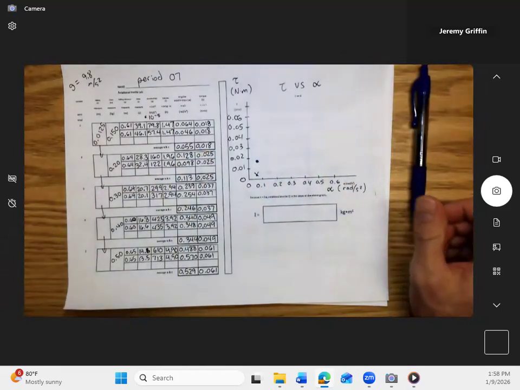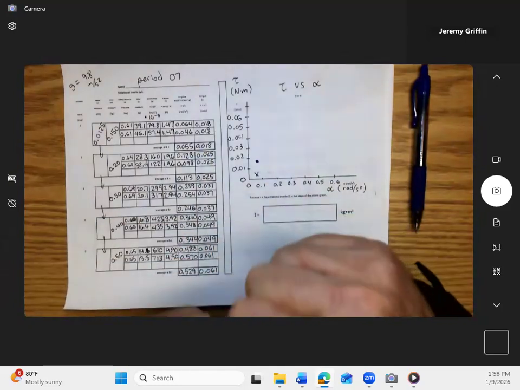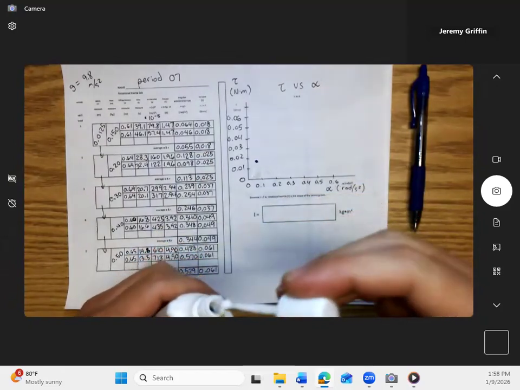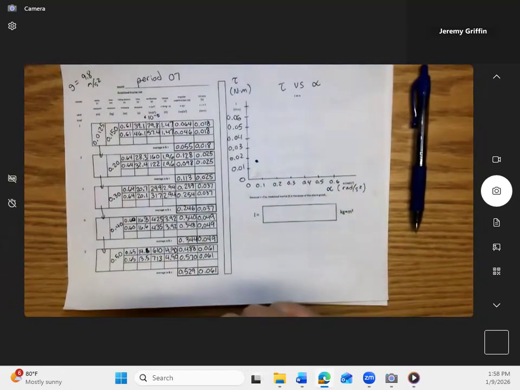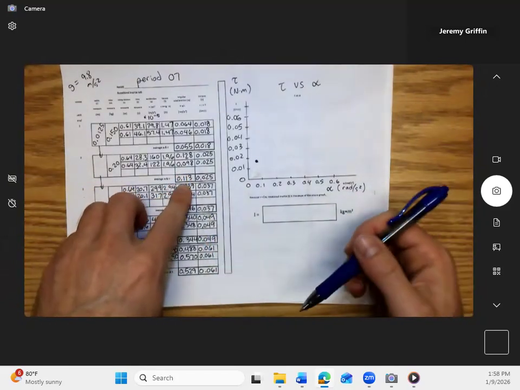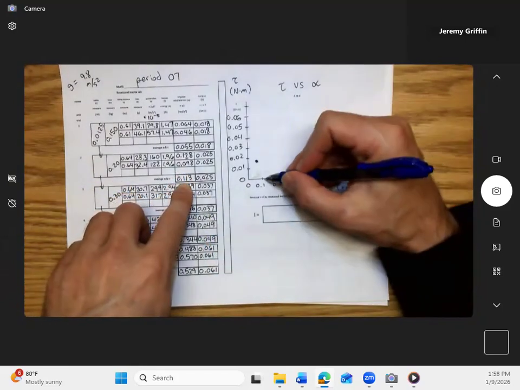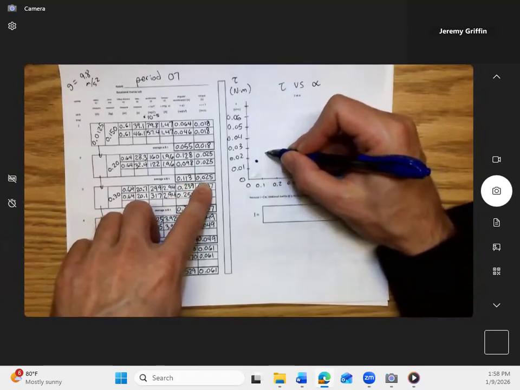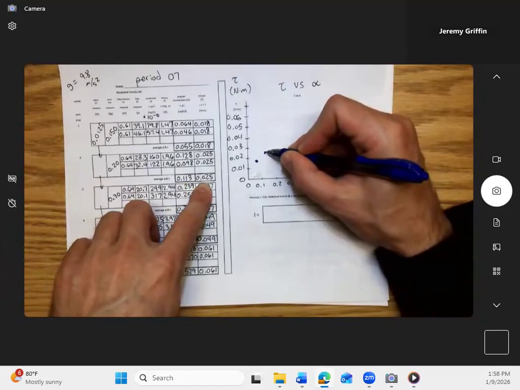Do I have a little white out on this one? That doesn't exist. All right. Next point. To get 0.113 radians per second squared required 0.025 newton meters of torque. That's bam, right about there.